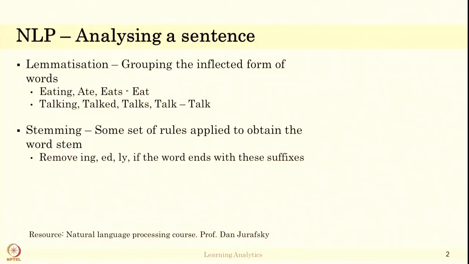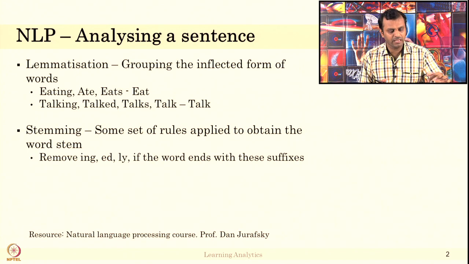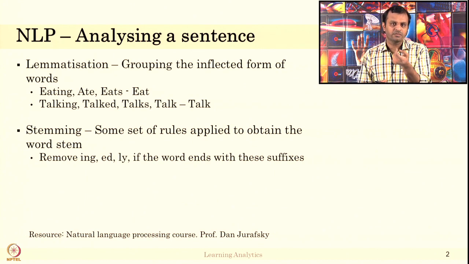So, let us talk about the first two concepts, lemma and stem. Lemma is, if we are given a word, we need to identify the root form or basic form. So, grouping the inflected forms of words, for example, eating, ate, eat. Eating, ate, past tense, or eats, all these forms go to a root word called eat. It is a verb called eat. The verb eat has been used as ate, eat, eating, eats, all these things. Like talking, talk, talks, everything has a root word, talk. So, this is a lemma.